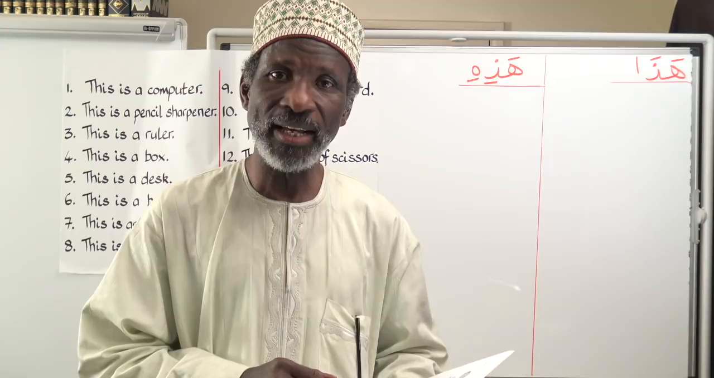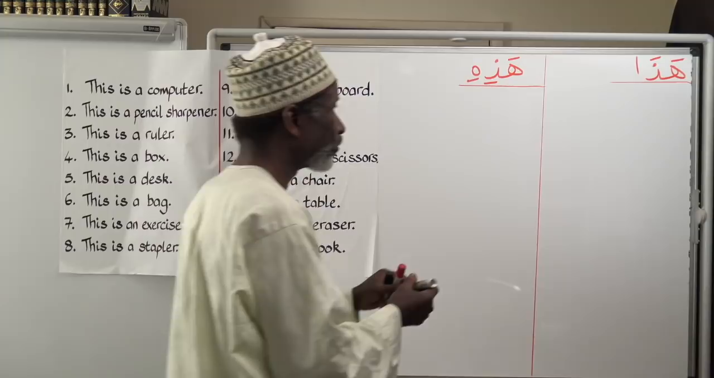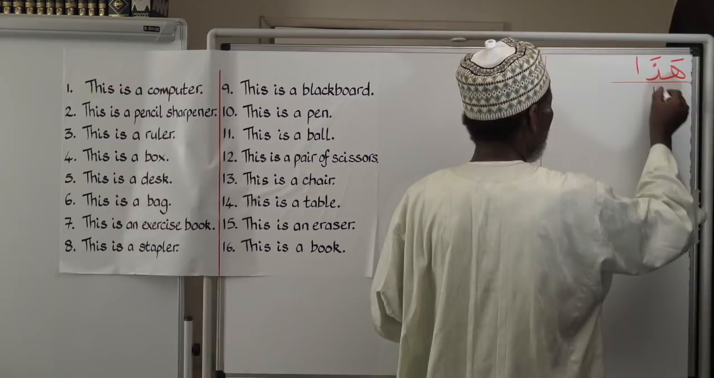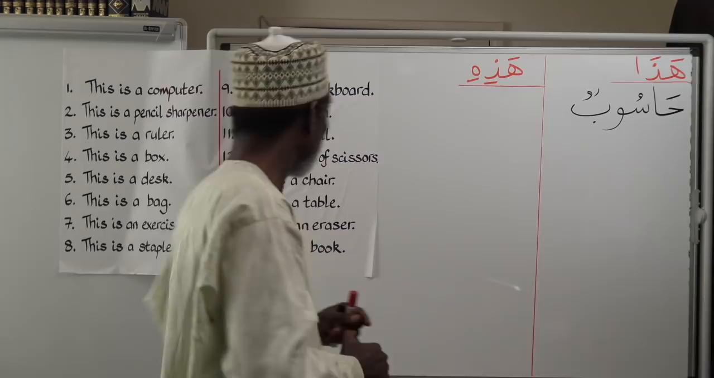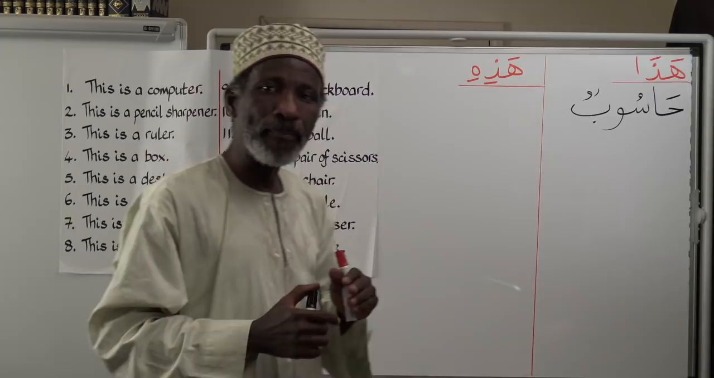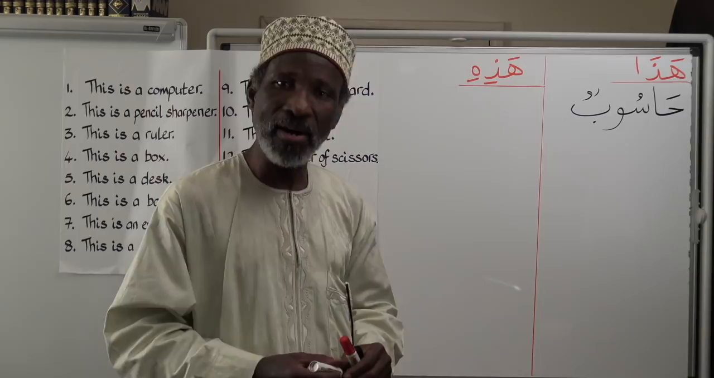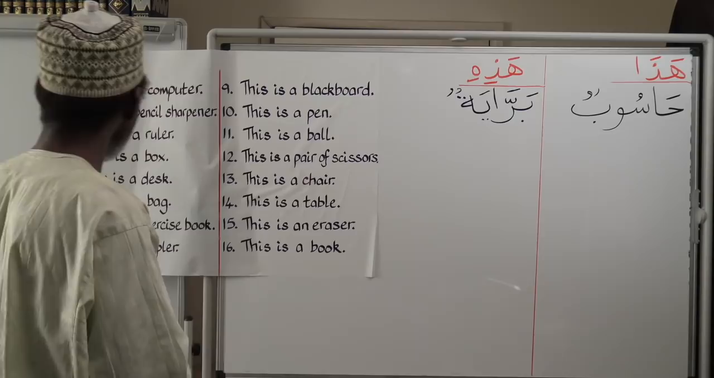So first of all, we know the name of a computer in Arabic is hasubun. So we say hadha hasubun. This is a computer. Number two: this is a pencil sharpener. A pencil sharpener in Arabic is barayatun. So we're going to put it under haadhihi. We say haadhihi barayatun.